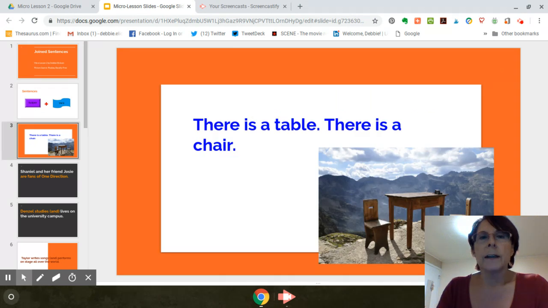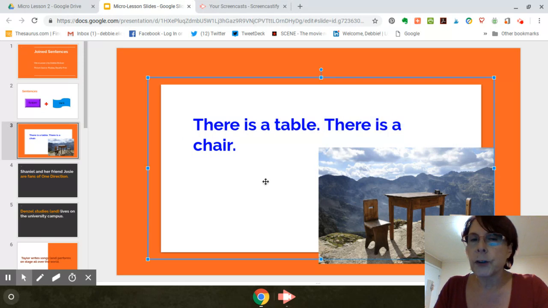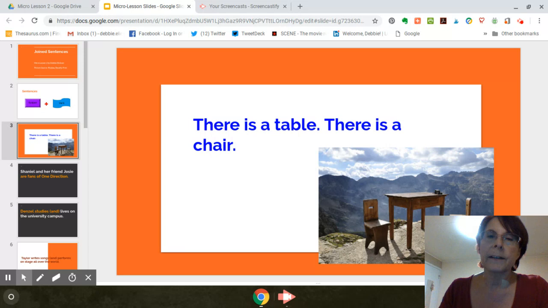There is a table. There is a chair. You can take out the second "there is" and add the word "and." So it would read, there is a table and a chair. Also, how can you change the words "there is" and make it one word? You could say "there's." So there's a table and a chair.